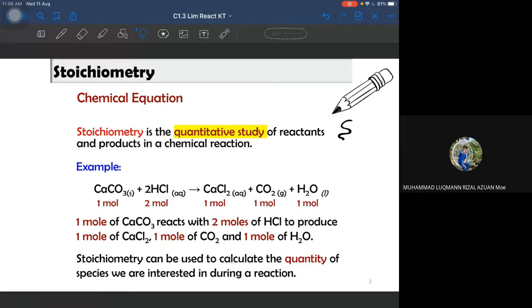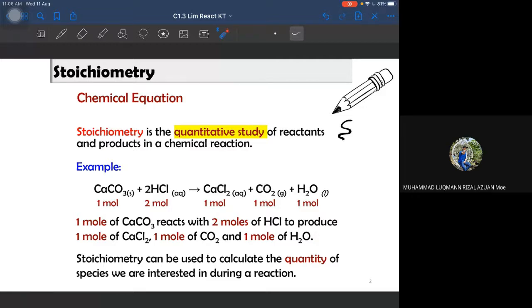Right, so what is stoichiometry? So stoichiometry ni adalah quantitative study of the reactant and products in a chemical reaction. So for example, you have a chemical reaction here. So you have CaCO3 react with HCl, you will form product CaCl2, CO2 and also H2O. Okay, so this is your equation.